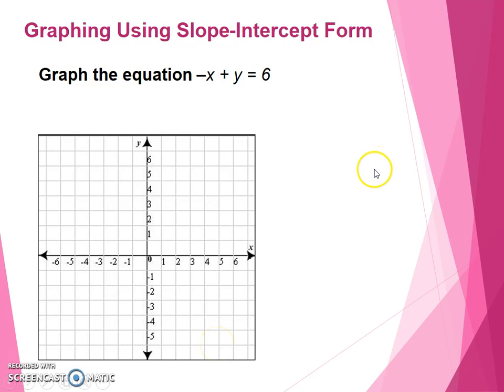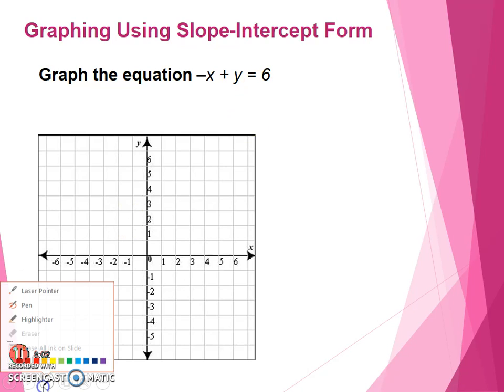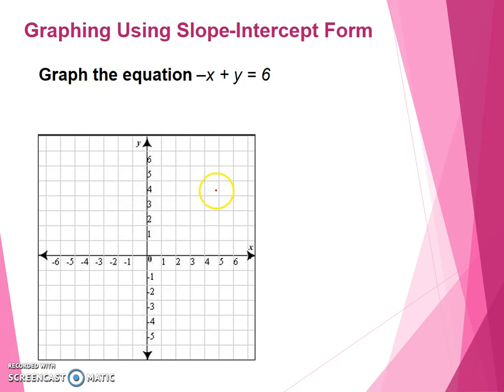Okay, and so for our next example, when we look at the equation that we're being asked to graph, we have negative x plus y is equal to 6. I'm hoping that you guys are looking at that and thinking, well, that doesn't look like y equals mx plus b. That's not actually in slope-intercept form. And so if you don't have an equation in slope-intercept form, you can't actually identify the slope and the y-intercept until you do some rearranging.